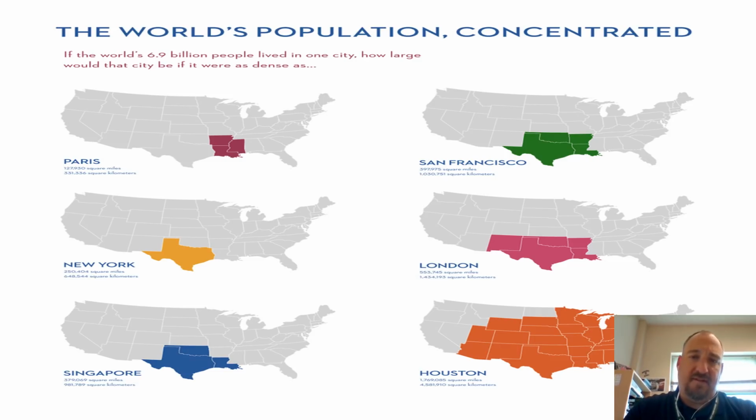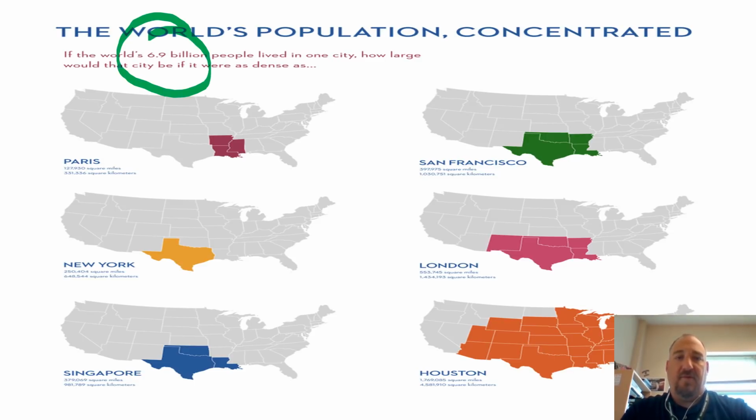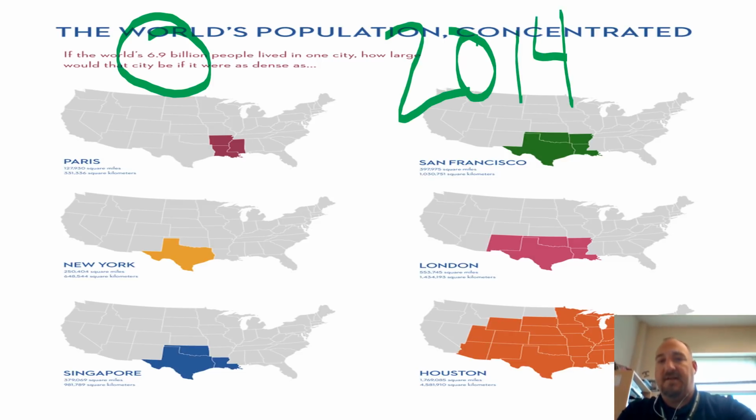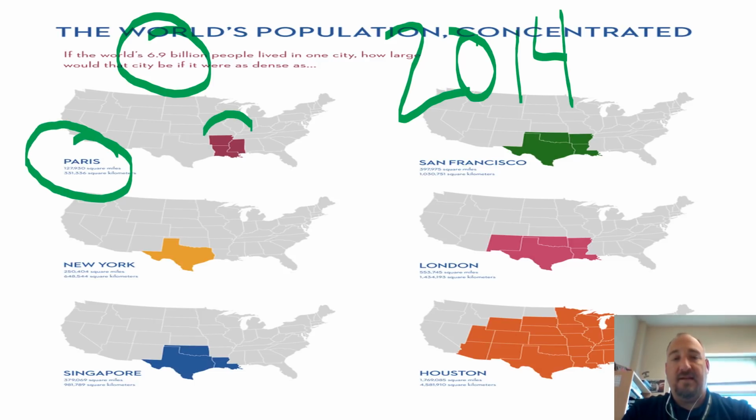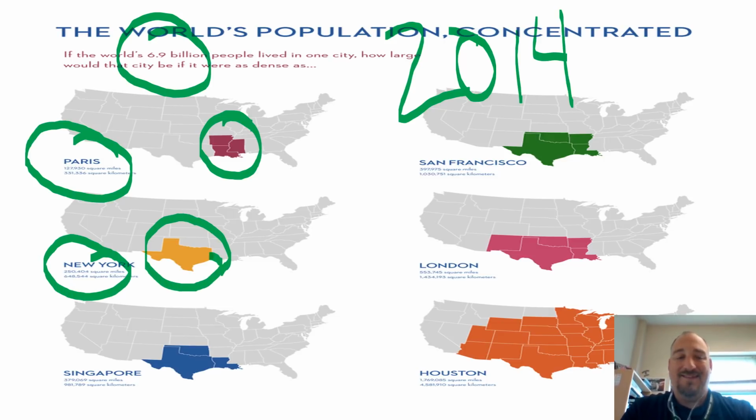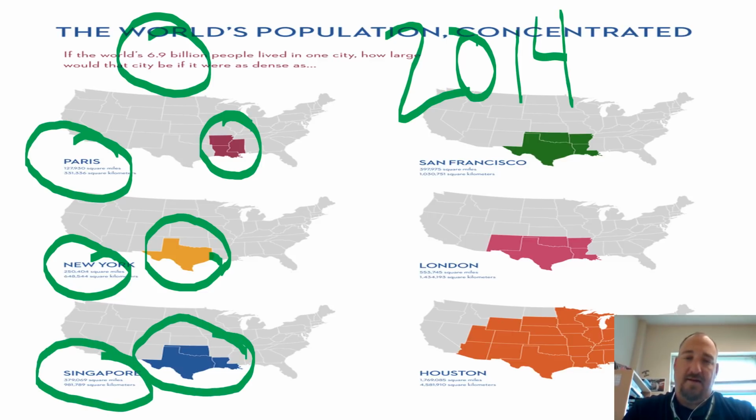And then this is just some different ways to look at population in terms of concentration or density. Depending upon when they got the information, but 7 billion people, we could say that was in 2014. 6.9 billion people lived in one city. If all of the world's population of 6.9 billion people lived in one city, that city would be as dense as, so if they all lived in Paris, the density would be equal to that. If they all lived in New York, the density would be as equal to the size of Texas. If everybody lived in Singapore, the density would be equal to that area.